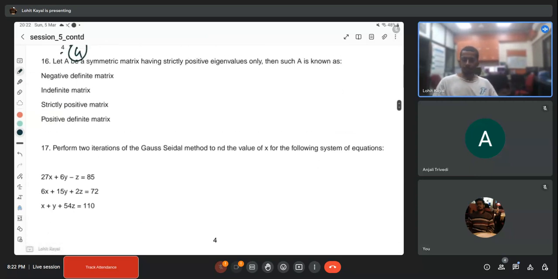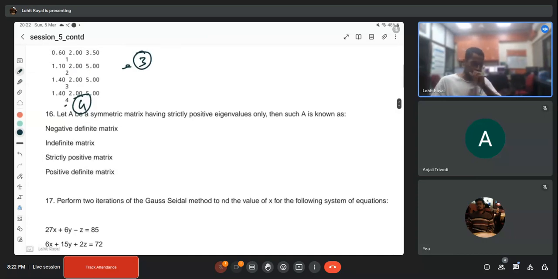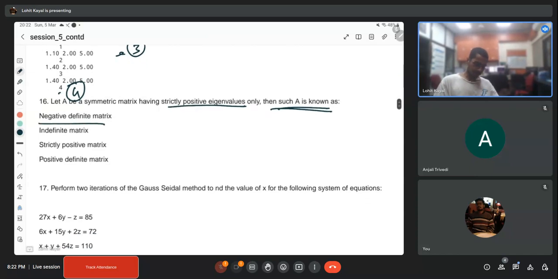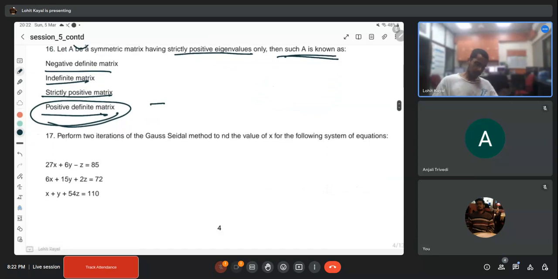I'll show some other coding examples. Now, this is an MCQ question. If a symmetric matrix has strictly positive eigenvalues only, then that matrix is known as: negative definite matrix, indefinite matrix, strictly positive matrix, or positive definite matrix. We have already solved many problems on positive definite matrices, so by this time it should be clear that the answer is the positive definite matrix.